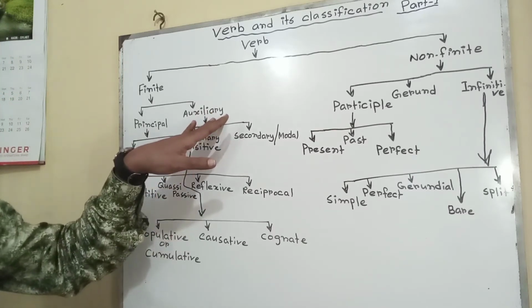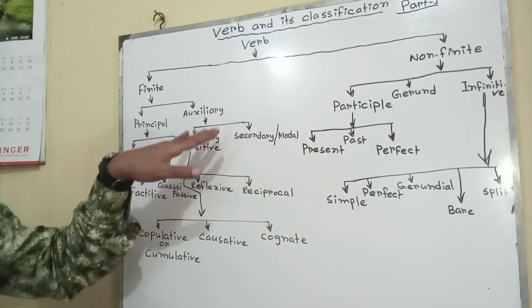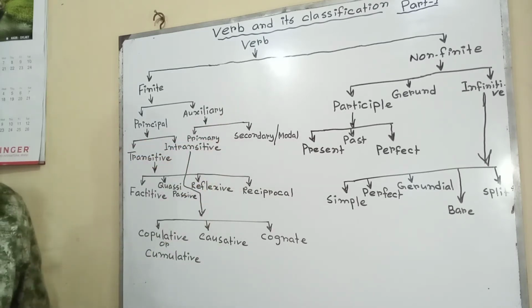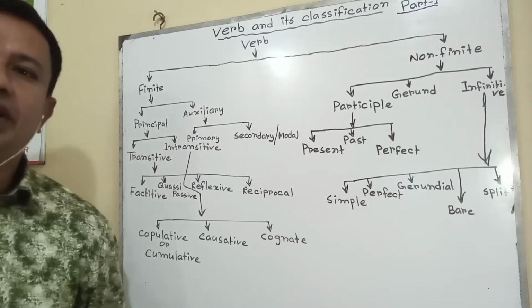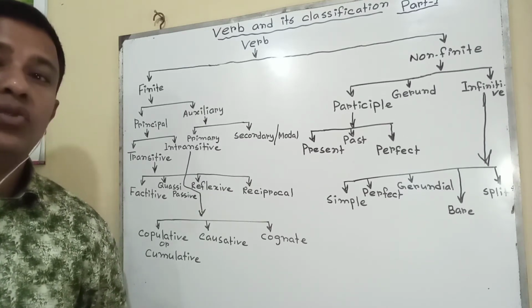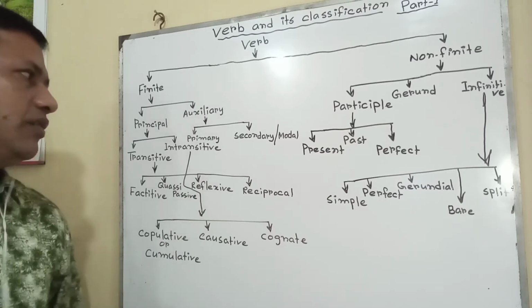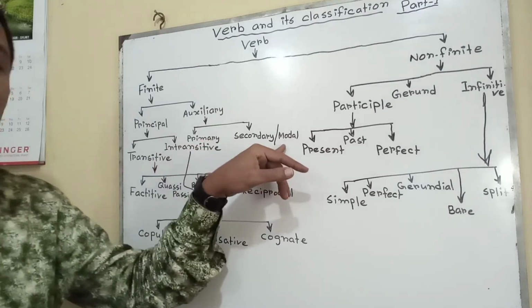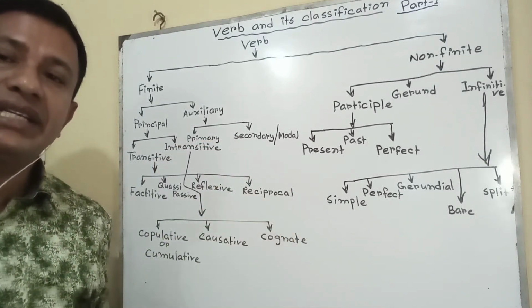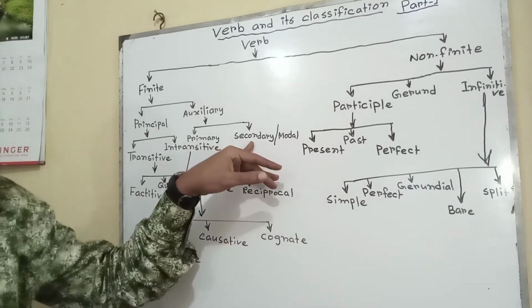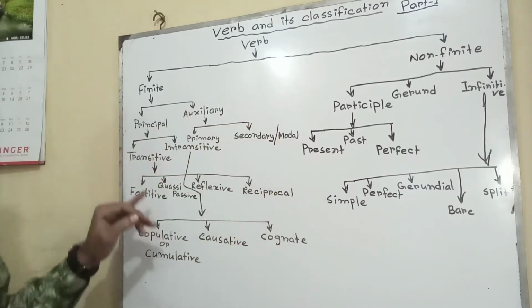Auxiliary verb is divided into two parts: primary and secondary or modal. Primary: am, is, are, was, were, have, has, had. These words are primary auxiliary verbs. Modals: can, could, may, might, shall, should, will, would. These types of words are secondary or modal verbs.